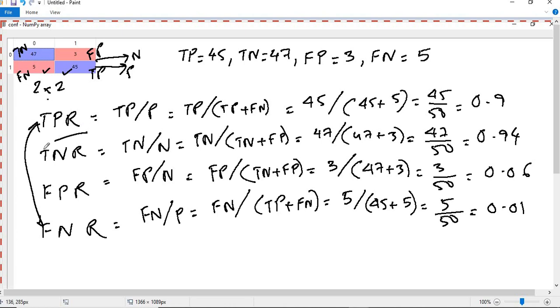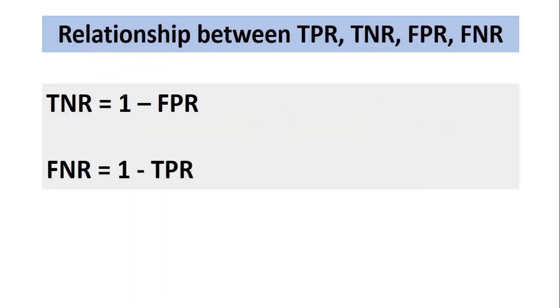And again, if you add these two, this will also become 1. So this is the relationship between true negative rate and false positive rate: the true negative rate is equal to 1 minus the false positive rate, and the false negative rate is equal to 1 minus the true positive rate. For a 2 by 2 matrix, it was very simple. We defined it based on the 2 by 2 matrix, and we calculated it very easily.